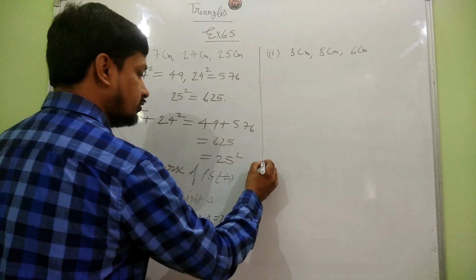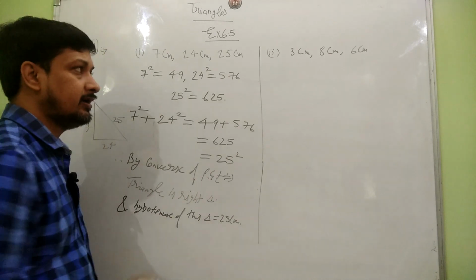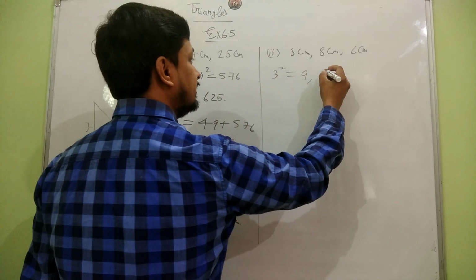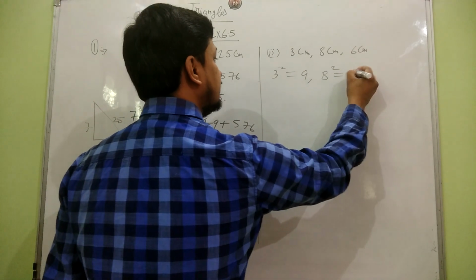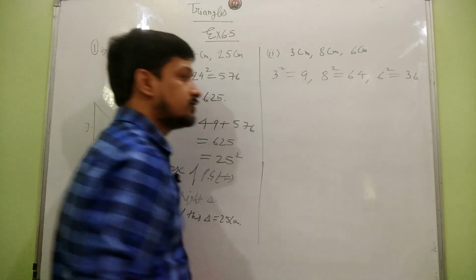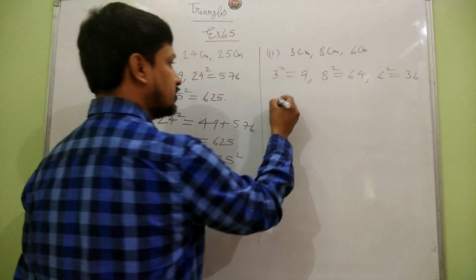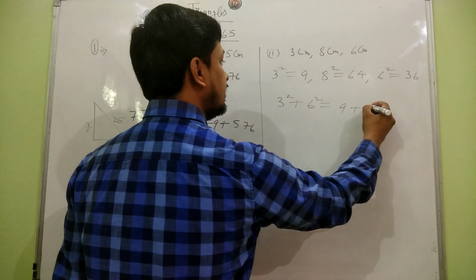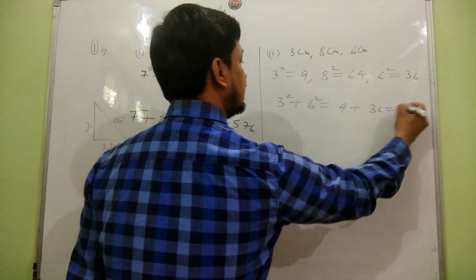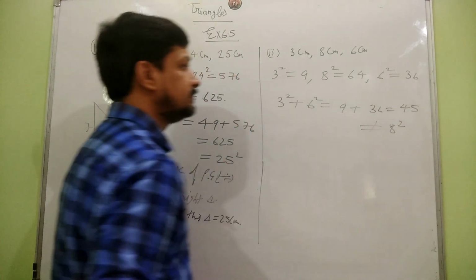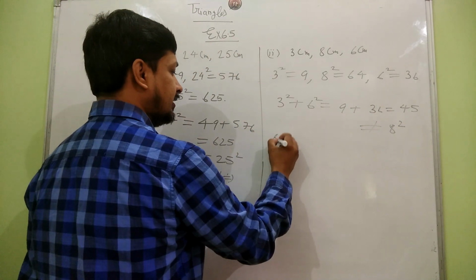Similarly, proceed to the second part. The squares of the three numbers: the square of 3 will be 9, square of 8 will be 64, and square of 6 will be 36. Let us find the sum of the squares of the two smaller sides. 3 square plus 6 square, which is 9 plus 36, that is 45, which is not equal to the square of the third side.